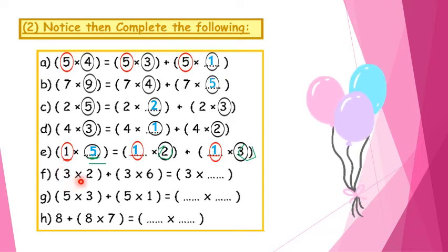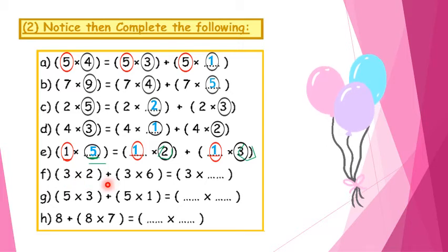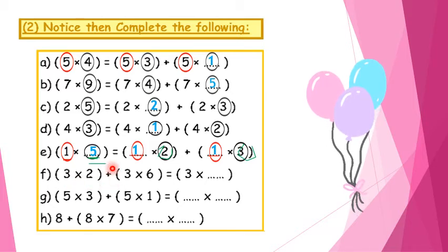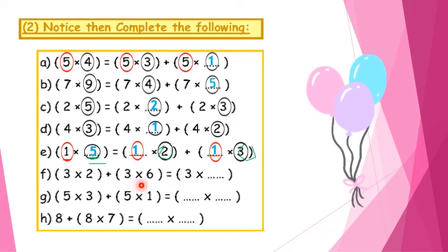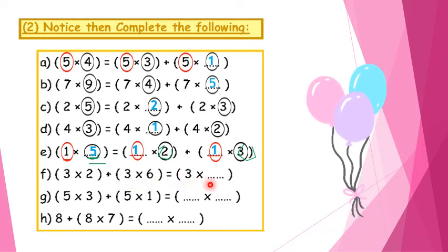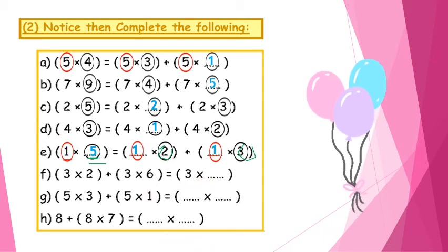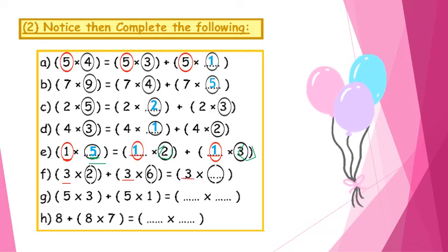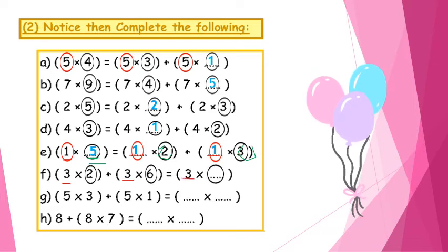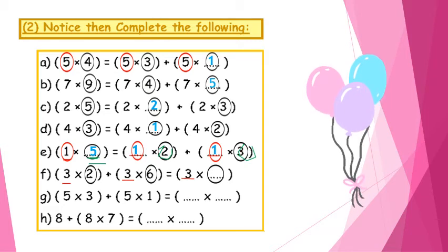Okay, 3 multiply 2 plus, as you can see, the sign of addition is here, not there. Okay, pay attention. 3 multiply 6 equals 3 multiply what? So the first factor I have here is 3, and we keep it like it is. The other factor is 2 and 6. So I add them both together and it will give me 8.